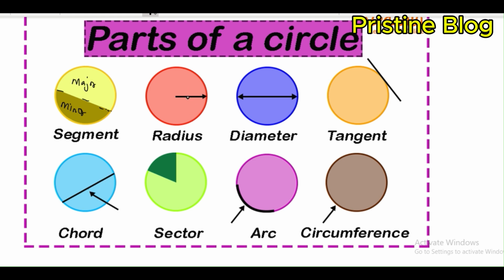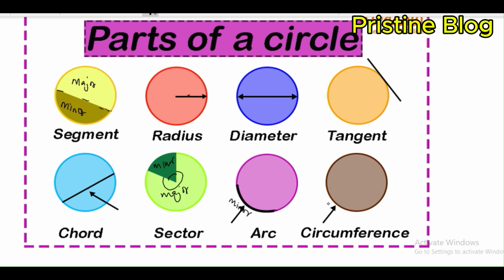So we have the radius, we have the diameter, we have the tangents. We have the chord, the sector. Also, we have the minor sector. We also have the major sector. We have the arc, the minor arc. We also have the major arc.